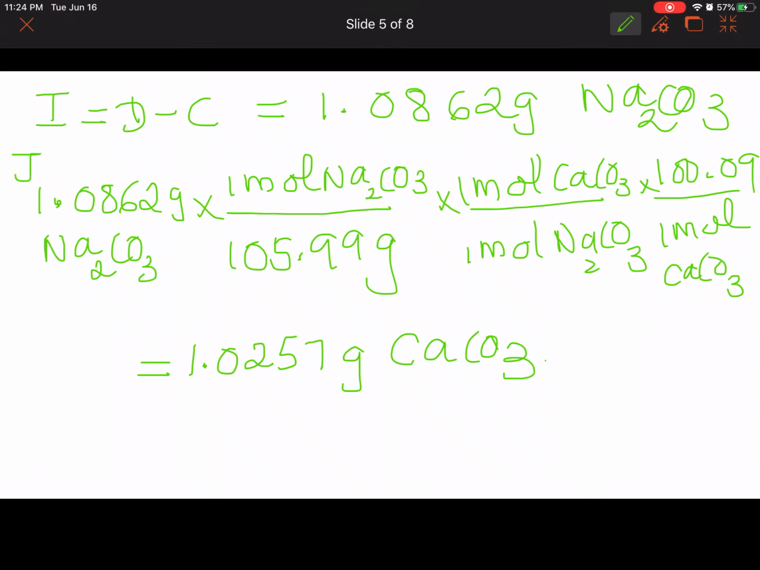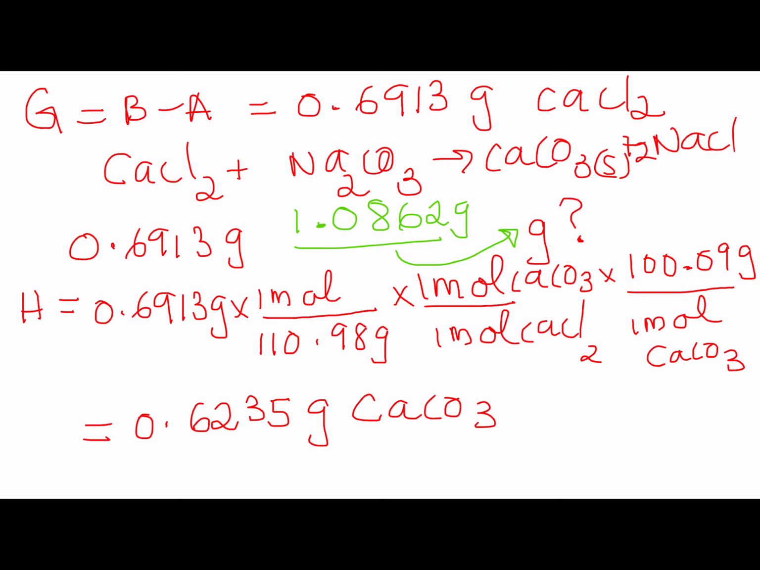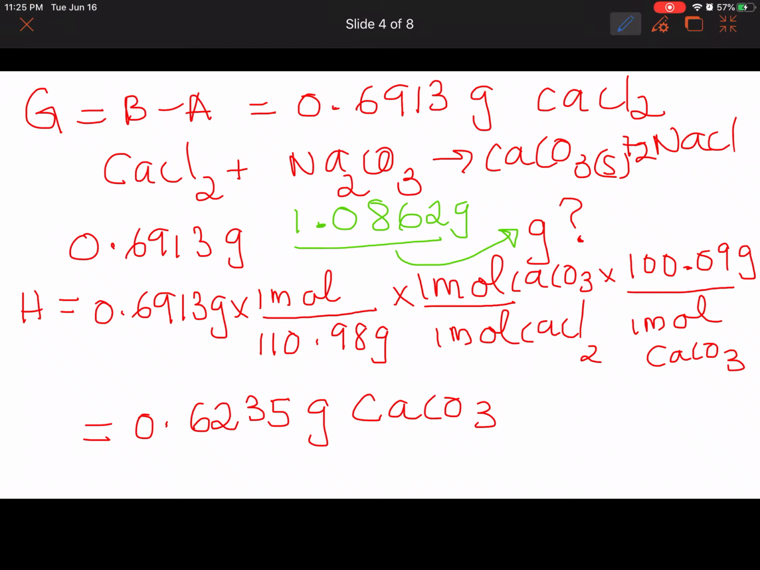J calculation. So this is the value you're going to put for J, which is the maximum mass of calcium carbonate that could be obtained from this mass of sodium carbonate. And then the next one, K, is going to be the theoretical yield. So with sodium carbonate, we have this amount of calcium carbonate, and with calcium chloride, we found this amount.